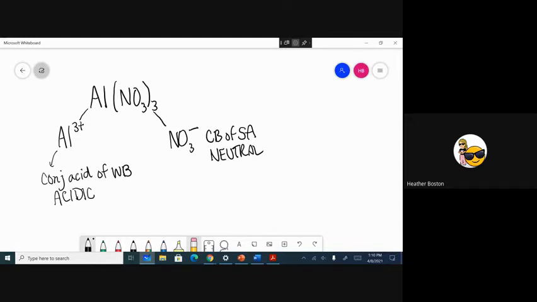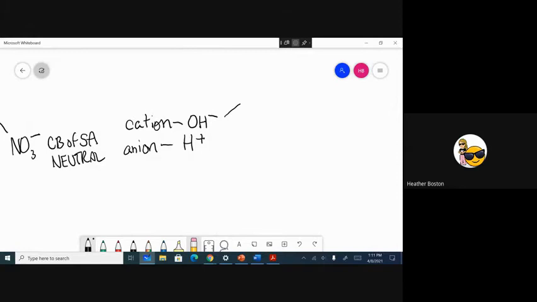So again, how we go about this is we pluck the ions apart. So take the cation, add OH, and decide if it's strong. Take the anion, add H plus, and decide if it's strong. So if it's strong, it is a neutral cation.